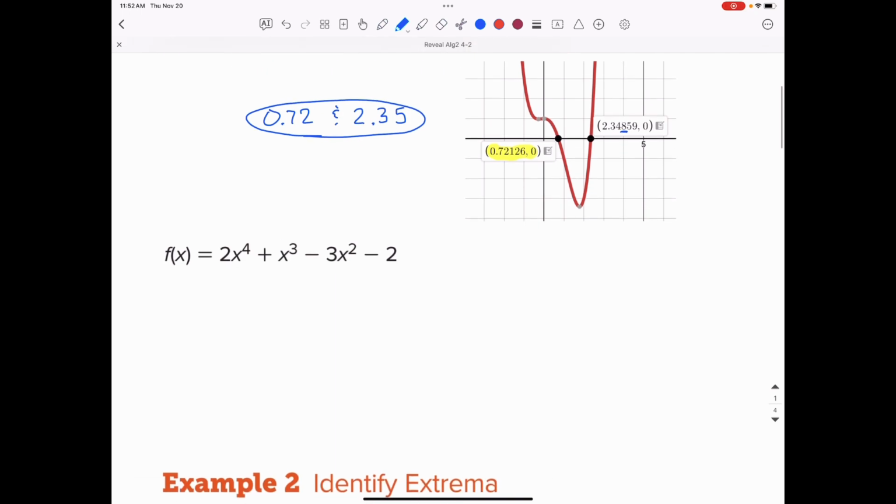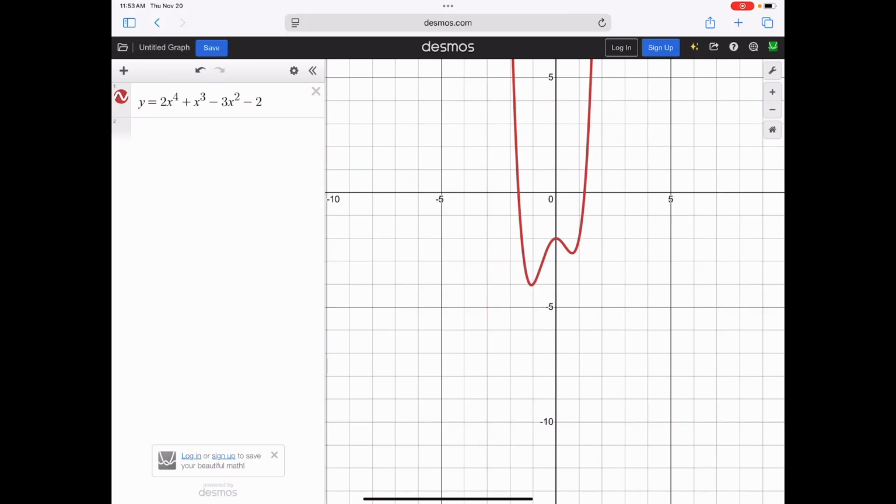Let's do another example. This one is f of x equals 2x to the fourth plus x to the third minus 3x squared minus 2. So let's put that one into a graphing calculator. And there's that graph. And we can see it also crosses in just 2 places.